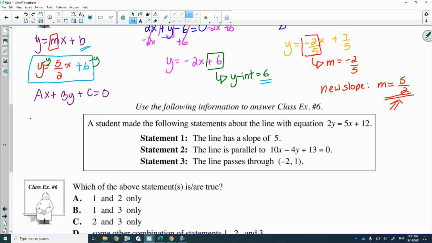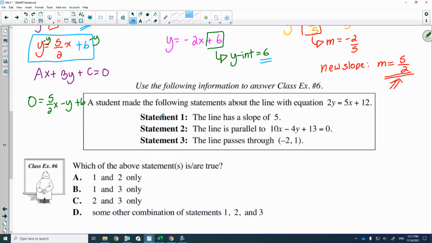And you'll have the 0. So you want the 0 on one side of your equal sign. And then you write it in order of x, y, constant. So it would be 5 over 2x minus y plus 6. That is the answer in general. There's one thing wrong with it that we have to get rid of. Jackson, do you know what it is? What's wrong with this? The fraction. We need to get rid of this divide by 2.